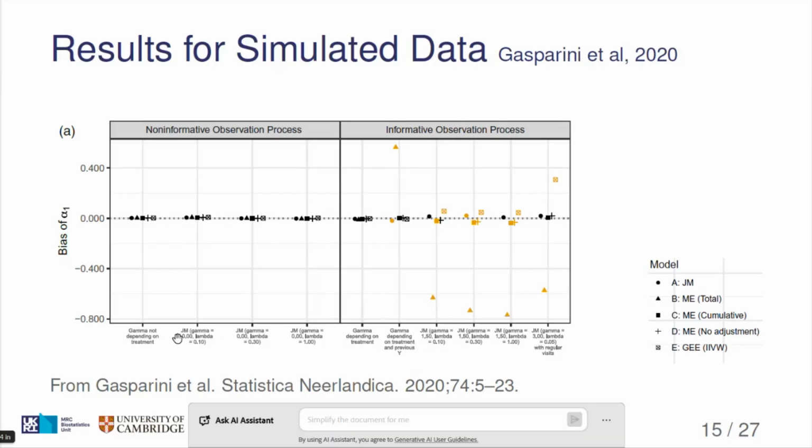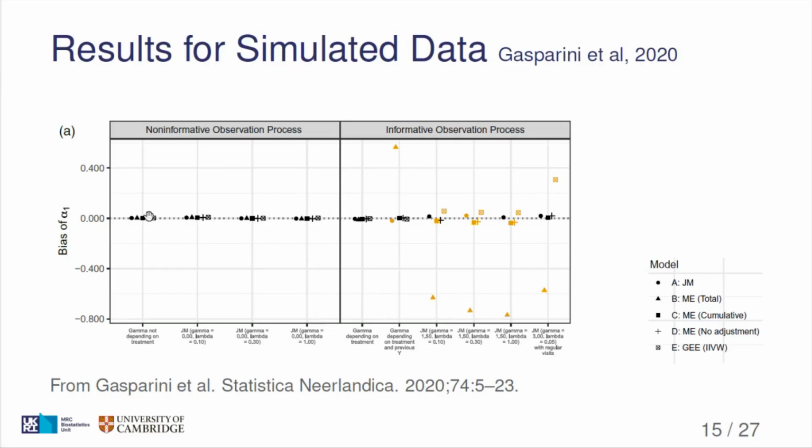I should say there are two sides to this graph. On the left-hand side is what you get if the observation process is non-informative. So there's no link between the observation process and the visit process. And then all the methods do pretty well. So I'm going to focus on the right-hand side, which is when the data has been generated with an informative observation process. The various columns specify different data generating processes.